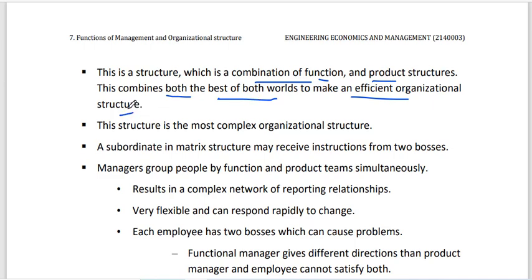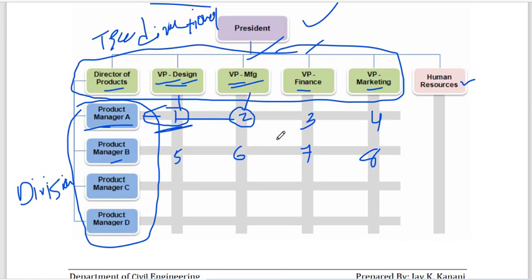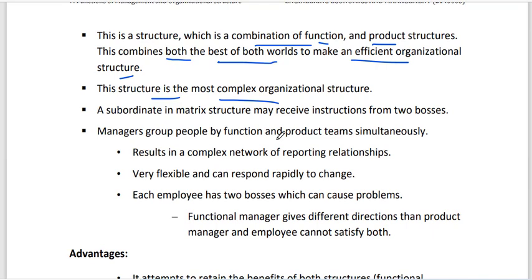Okay, the product manager is specialized in a product, then the manufacturing vice president is also a specialized expert. So this structure is the most complex organization. As we can see in the figure, this is a complex organization.